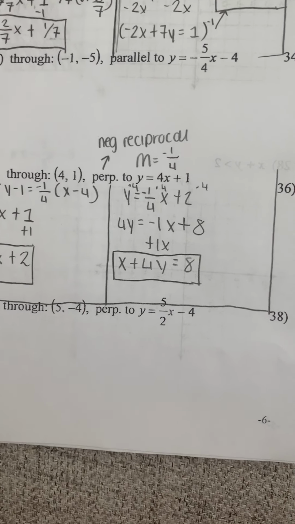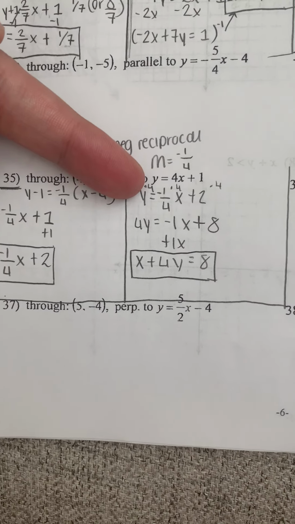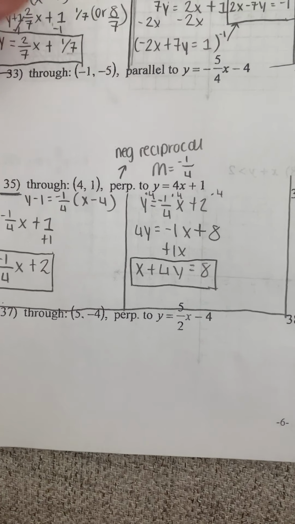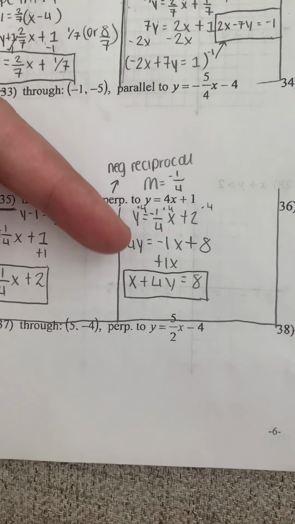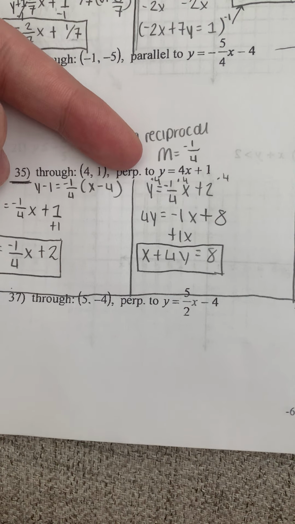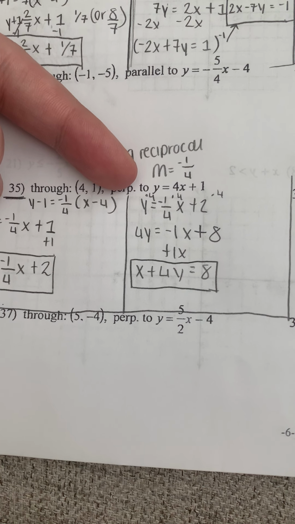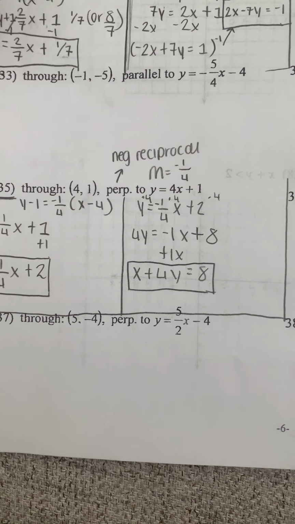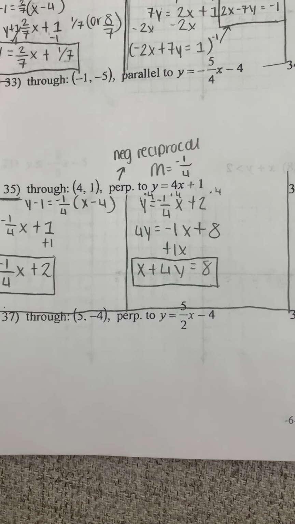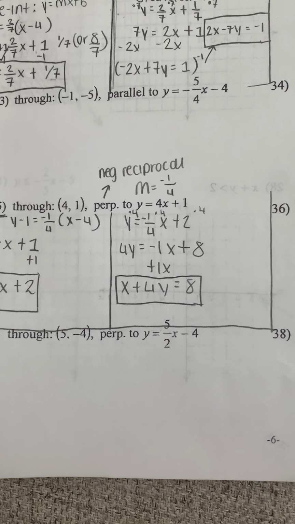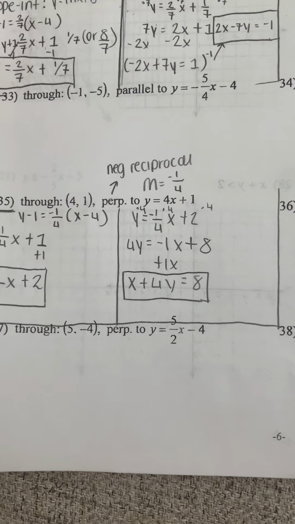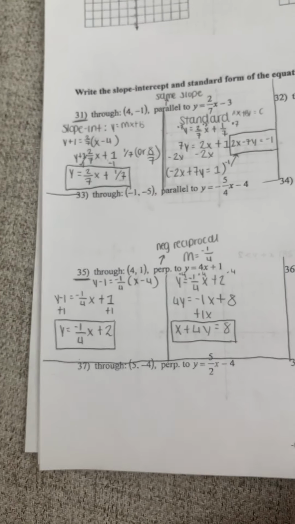And then I had to use that to convert it into standard form, which I really should have labeled, so I'm sorry about that. And the first thing I had to do was get rid of the fraction, so I had to multiply everything by 4, and then I had to add 1x to both sides to get x plus 4y equals 8, and that's the standard form final answer.